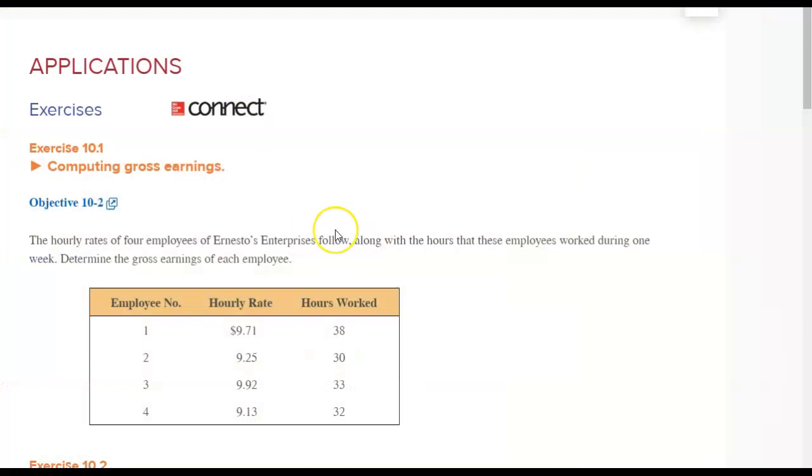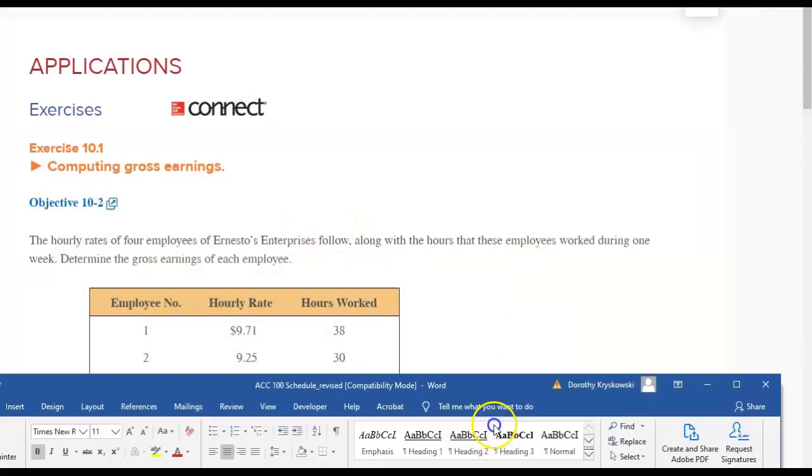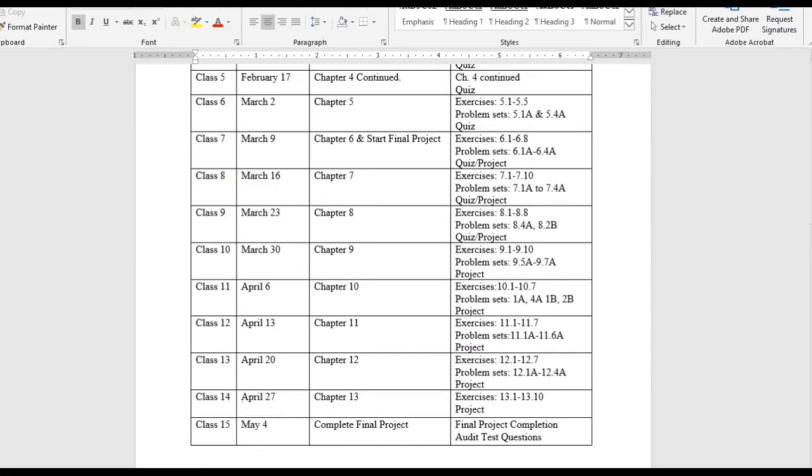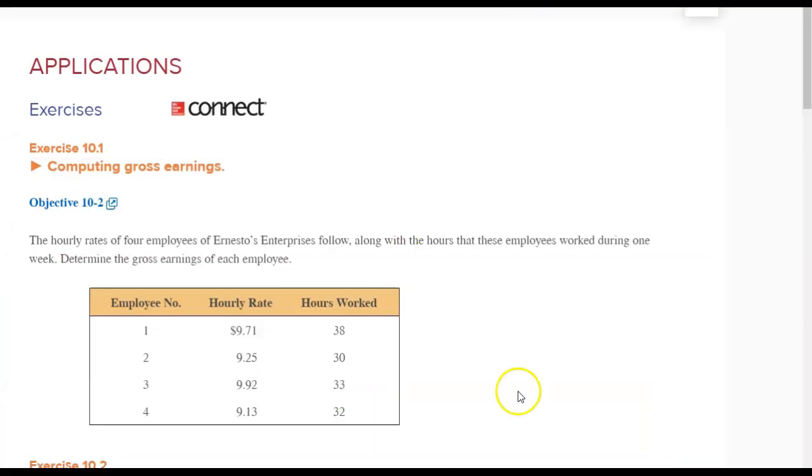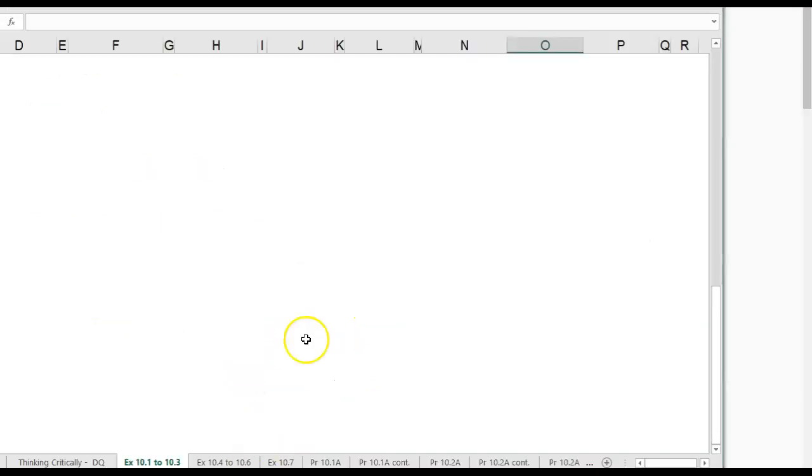All right, so we have to do exercise 10.1 through, let's see what we need to do. We are going to do 10.1 to 10.7, problem set 1A, 4A, 1B, 2B. Okay, so 10.1, don't really need to go through that. It's simply multiplication, right? Your hourly rate times the hours worked. So let's see, I've got to pull up 10.1 here.